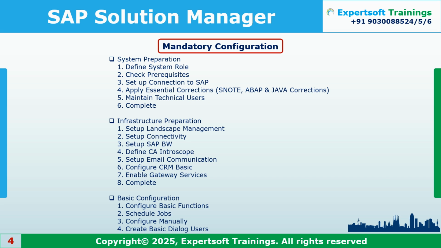In the basic configuration, there are some basic functions we need to configure, and we need to schedule some jobs as this is mandatory configuration. Some jobs will be running regularly, periodically, daily jobs, monthly jobs, whatever they are. The mandatory jobs should be scheduled here. Some configurations should be done manually, and we need to create some dialog users. Dialog users are needed because we have satellite systems, managed systems like S4, GTS, MDG, SLT. To connect those systems from Solution Manager, we should maintain some basic dialog users.